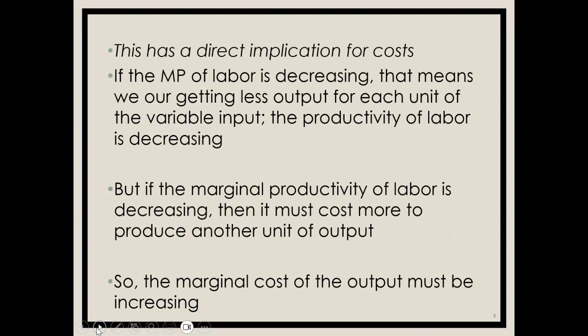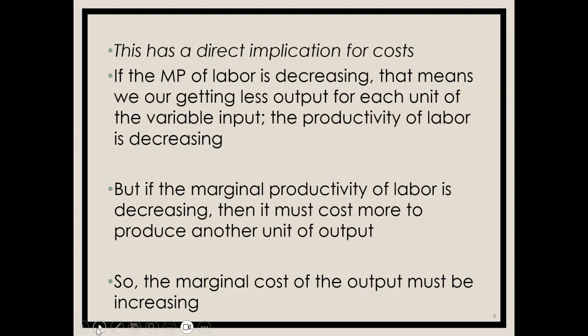This result can tell us a lot about what the firm's costs look like. The law of diminishing returns has a direct implication for the firm's costs. Here's how it works. If the marginal product of labor is decreasing, that means we're getting less output for each additional unit of the variable input. In a sense, the productivity of each worker or each hour worked is decreasing as we add more labor to our production process in an attempt to produce more.